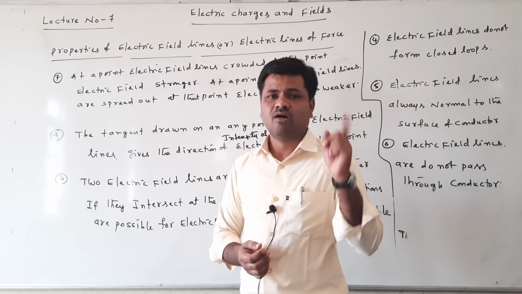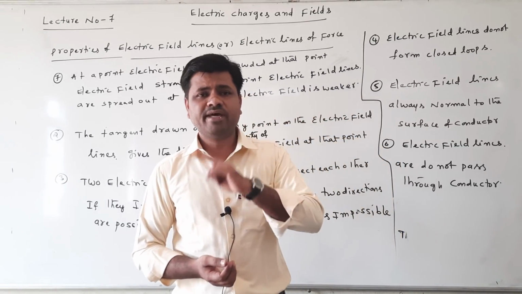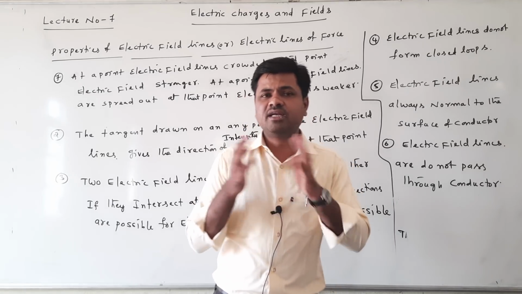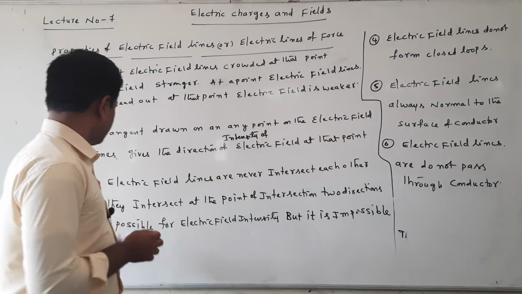If they intersect, how many directions would we have to give? Two directions for the electric field, but that is impossible. Right, this is the third property.